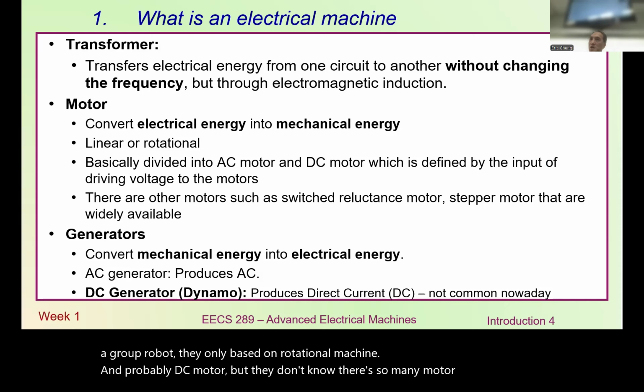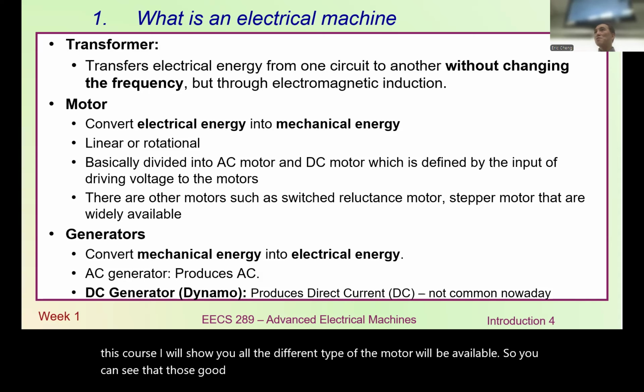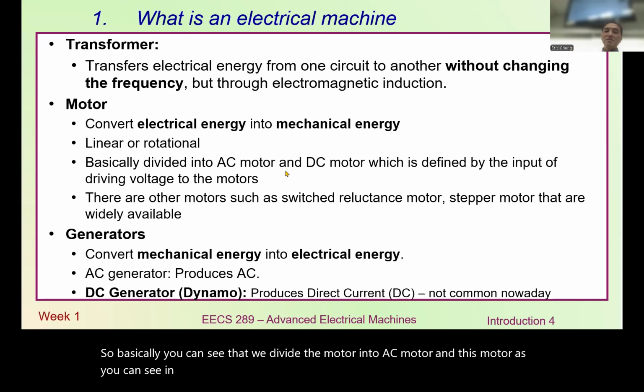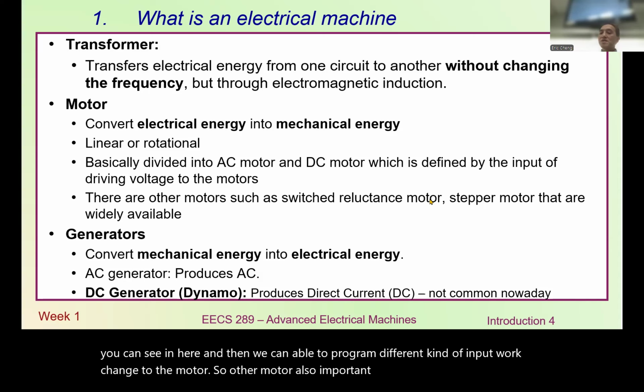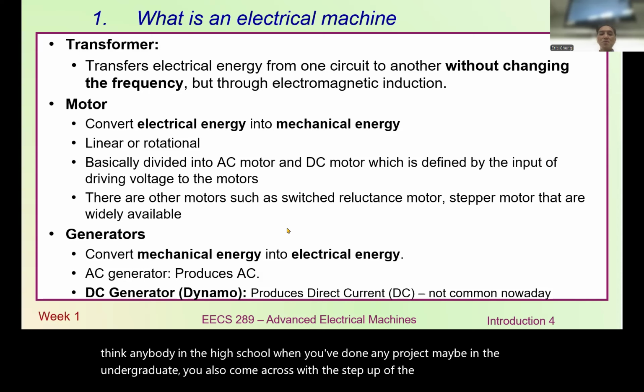So in this course, I will show you all the different types of motors available, so you can see which are good motors for a good robot or good electric vehicle. Basically, we divide the motors into AC motors and DC motors, as you can see here. And then we are able to program different kinds of input voltage to the motor. Other motors are also important, including the switched reluctance motor and stepper motor, which are also widely available nowadays. Stepper motor, I think anybody in high school, when you've done any project, maybe in undergraduate, you also came across the stepper motor too. So that's also a simple motor we have been using.